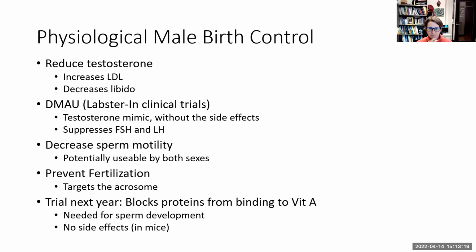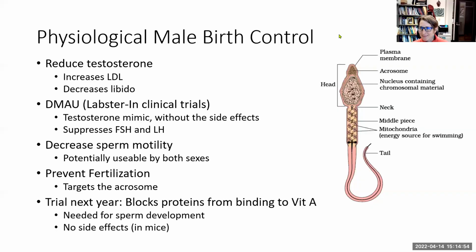And then the other approach is preventing fertilization, and that targets the acrosome. So the acrosome is, did we talk about this? I can't remember. You can push fast forward if we talked about this. When they're looking at decreasing sperm motility, they're dealing mostly with the mitochondria and the tail, right? So something that's going to reduce their ability to swim, or sometimes they're trying to get them to just swim in circles, so they never get anywhere.